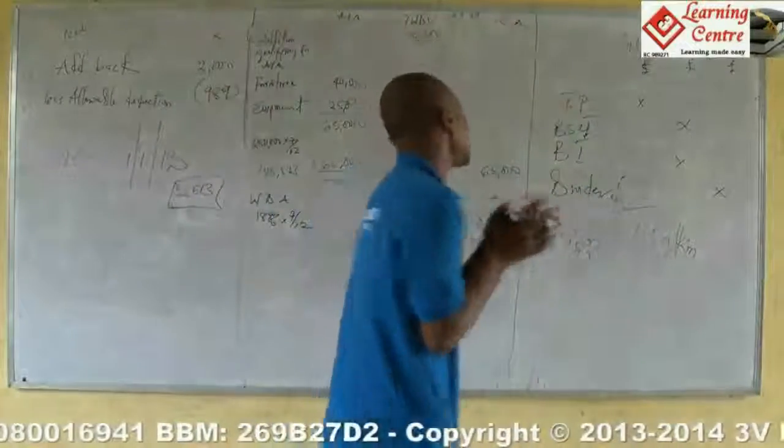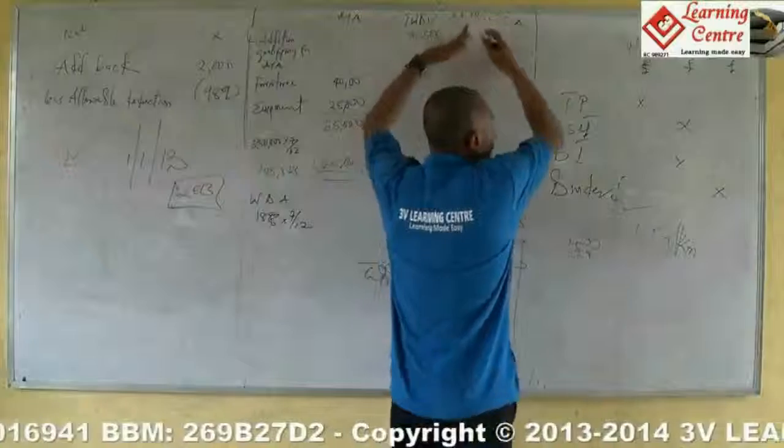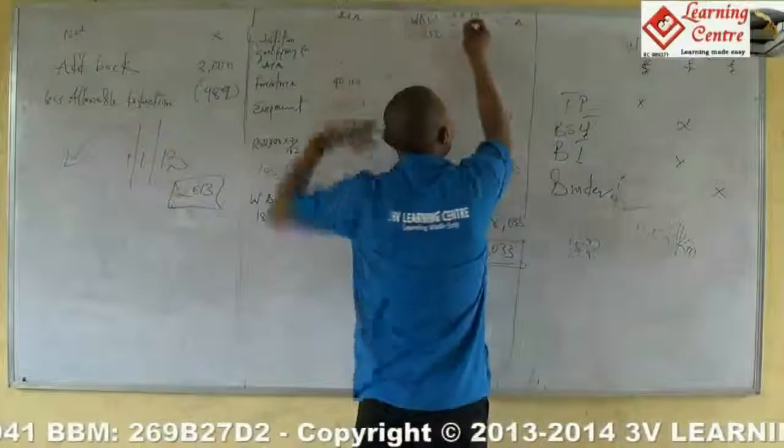Now let's go to the balancing charge or balancing allowance. You've already kept an asset separately. Let's say a motor car.